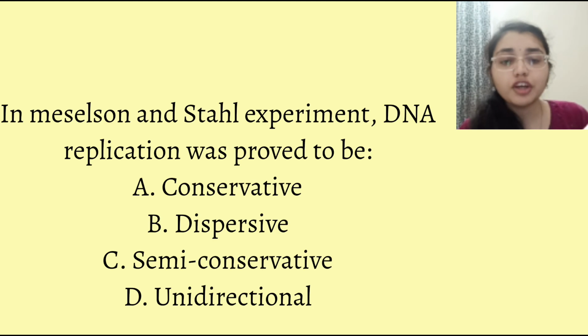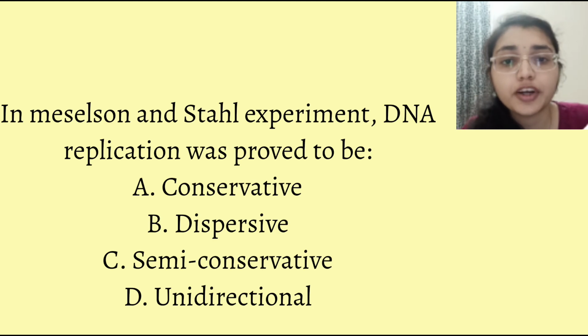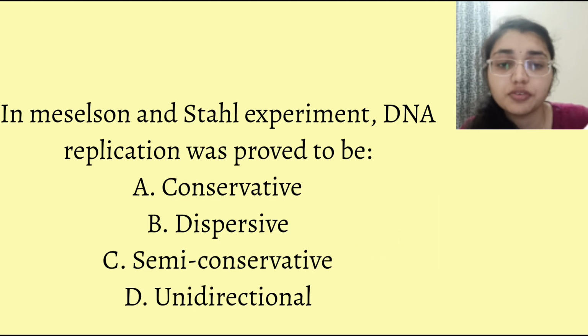In this question we have to tell, in the Meselson and Stahl experiment, DNA replication was proved to be: option A, conservative; option B, dispersive; option C, semi-conservative; and D, unidirectional. So here the answer is semi-conservative. In the Meselson and Stahl experiment, DNA replication was proven to be semi-conservative.